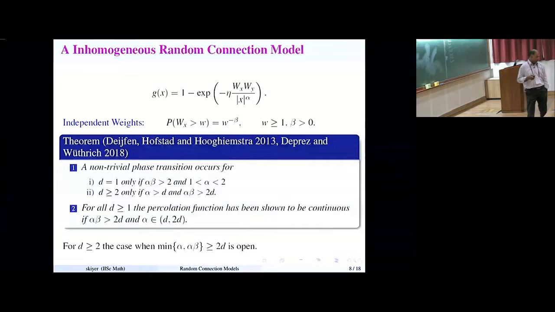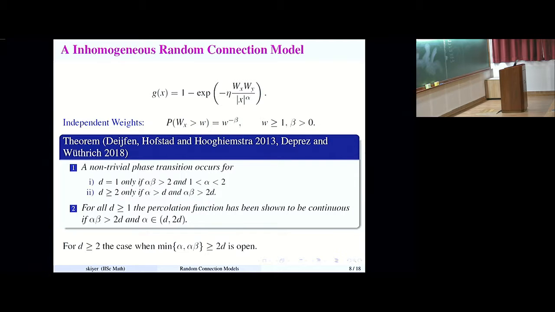Now what happens in the inhomogeneous random connection model? So this is the model where the connection function, again I've just copied and pasted it from there, should be g of x comma y. So the probability of an edge between x and y, given the weights, should be this quantity divided by |x minus y| to the alpha.